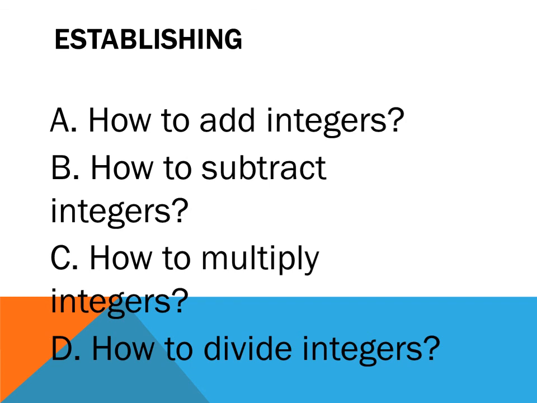How to multiply integers? To multiply integers, always remember that if the integers share a common sign, the answer is positive. Then if they don't share the same sign, the answer is negative. The same as division.